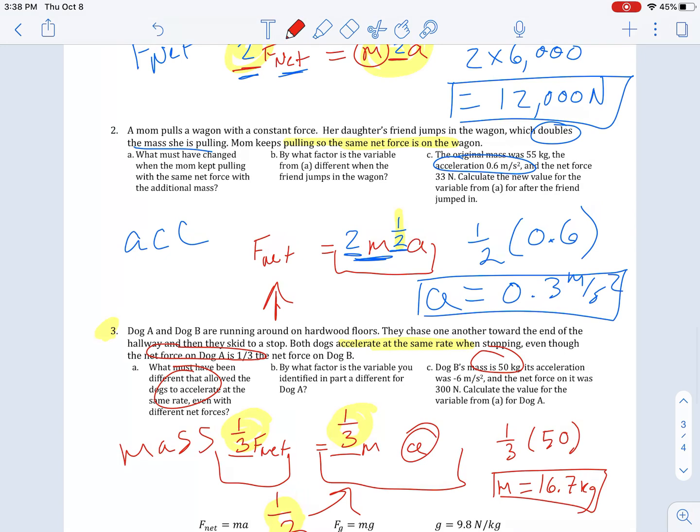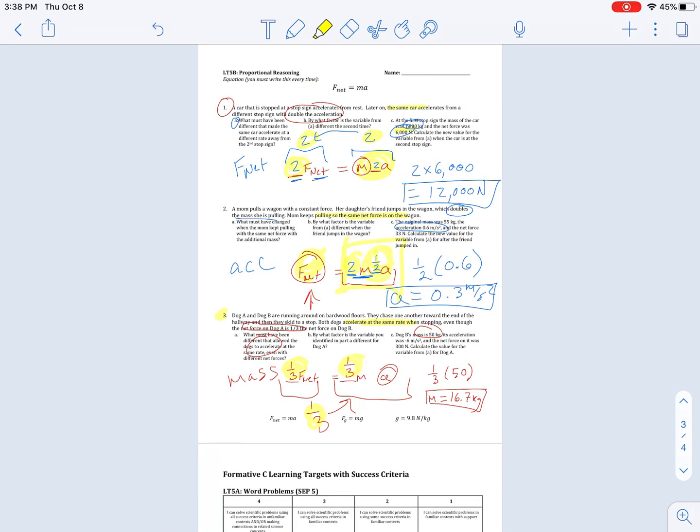But number 2 was a little bit different, right? What we found is that the net force didn't change. So essentially the left side of the equation didn't change, and we want the right side of the equation to not change. So since mass doubled, acceleration had to change by 1/2 in order to keep the right side the same as well. All right, hope that's helpful.